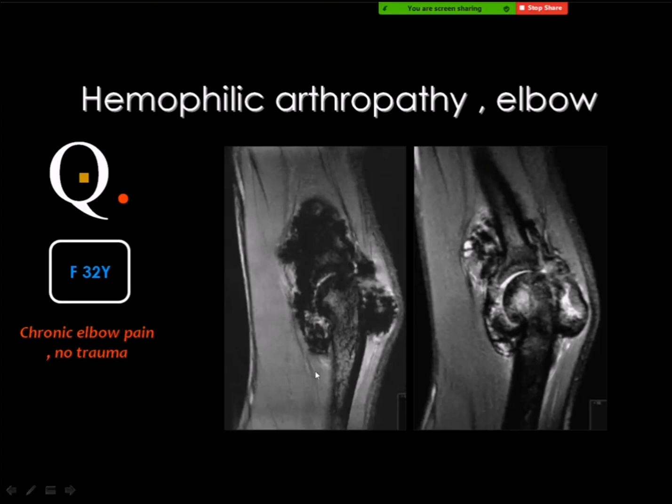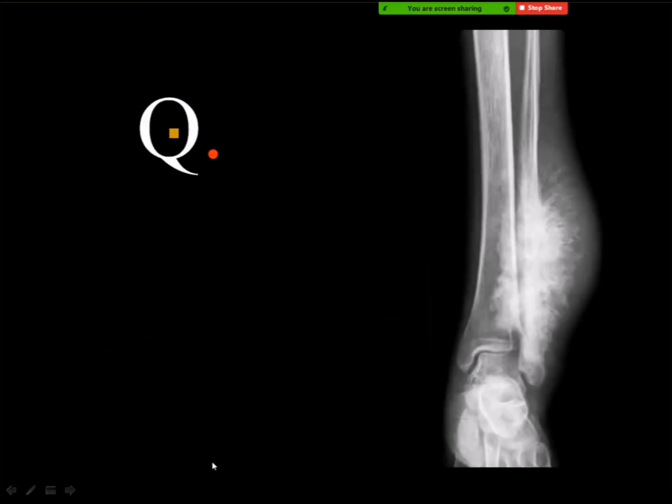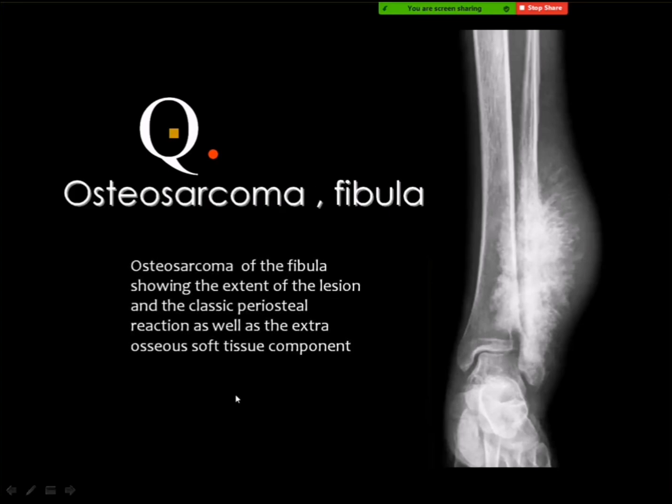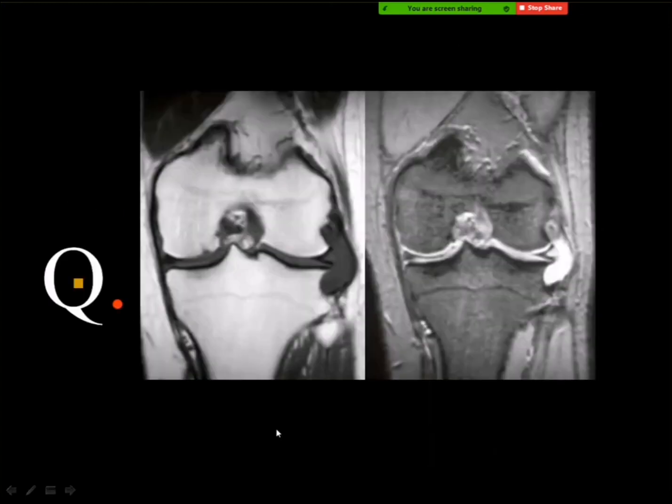If you have a lesion like this, this is for the differential diagnosis between hemophilic arthropathy and pigmented villonodular synovitis. Yes, osteosarcoma. It is a classic appearance of an osteosarcoma with sunray spiculations and the sclerotic texture. The site of the lesion is in favor of an osteosarcoma of the fibula.